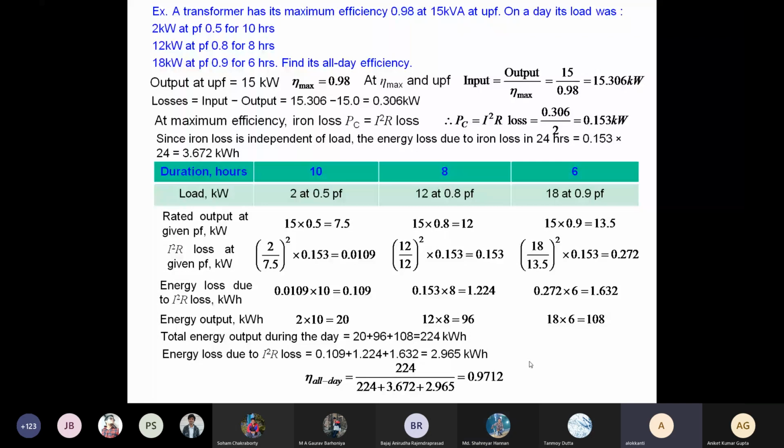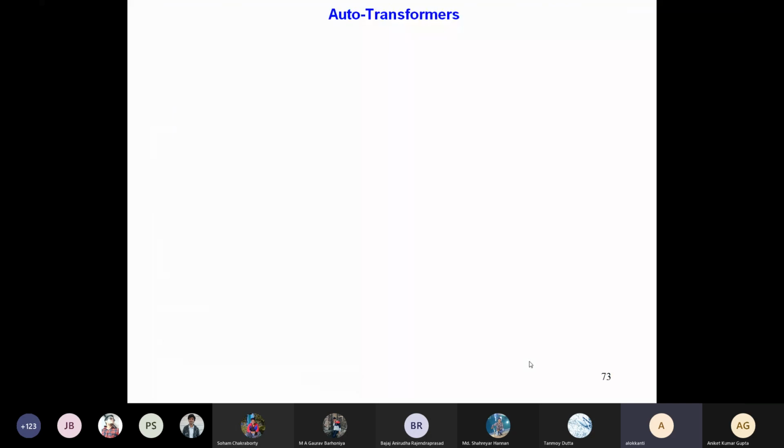So this is the concept of efficiency and all-day efficiency for the transformer, and we have just completed numericals also. So we will study another important concept in a transformer, which is known as auto transformer. Auto transformer is actually a device which you must have used in the laboratory. Though we are doing it in the virtual mode, if you had done the labs offline, you would have actually handled auto transformers by this time.